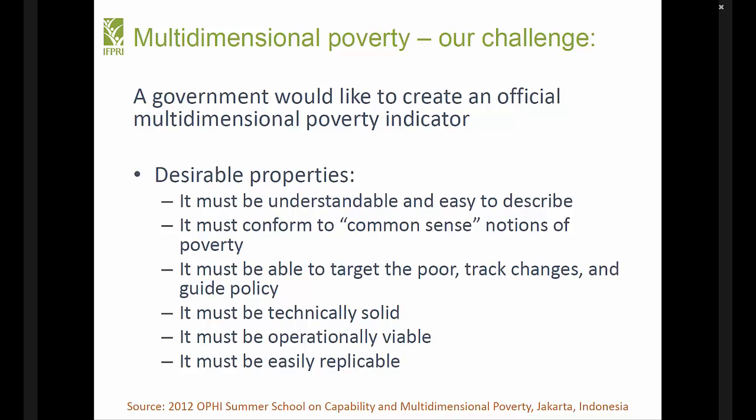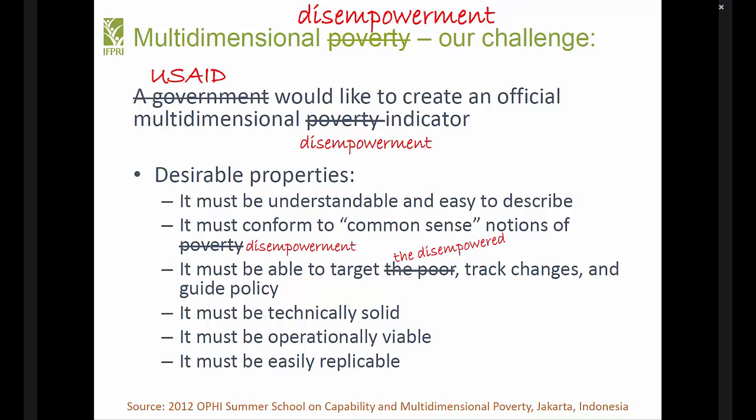It must be technically solid. So if somebody becomes non-poor, it has to behave accordingly. If in this distribution people become less poor, or people's income falls, the index should reflect that. It must be operationally viable. So it has to be easy enough to implement that they can do it on a periodic basis with good quality. It must be replicable. So these are things that are nice to have if you're making an index, to make it as useful as possible. Now, this is an exact analog to creating a disempowerment or an empowerment index.